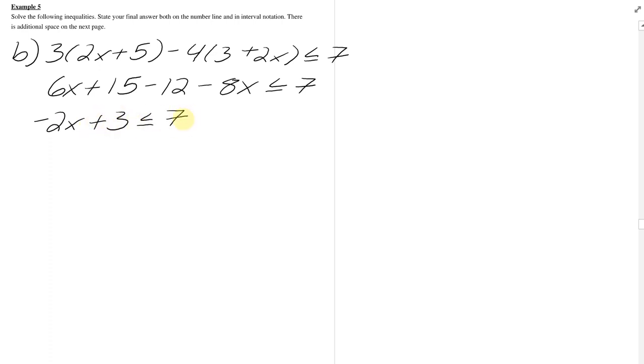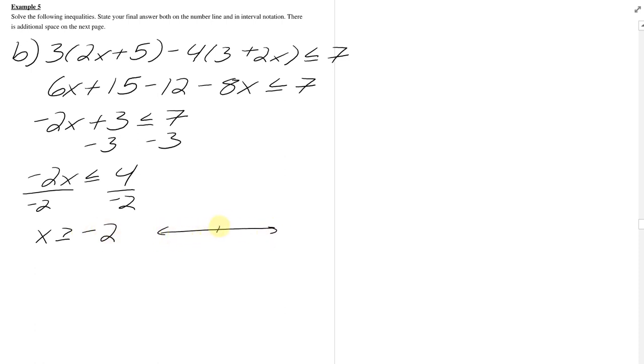So here's what I'm left with, and now I can subtract the 3, so I get negative 2x is less than or equal to 4. Now, if I divide both sides by -2, I get that. Just notice, this is a negative number that I am dividing by. So if I divide both sides by a negative, now my inequality has to flip. So this is going to be x is greater than -2. And then we'll just drop that number line right here with the closed dot. And here's my interval notation.